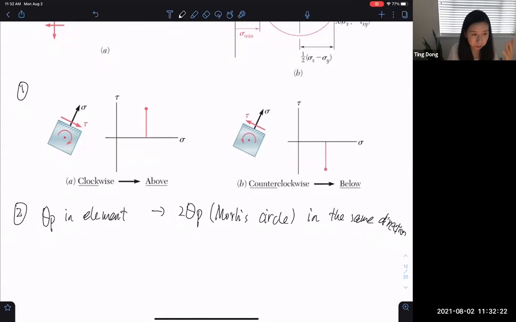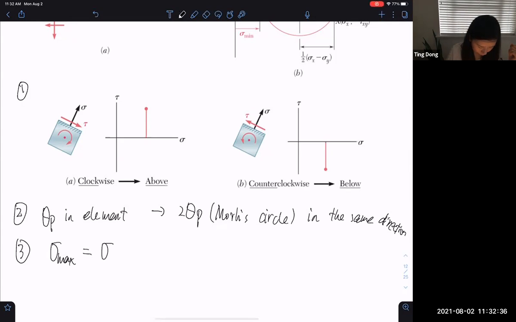And once you have this Mohr circle constructed, then what we normally use it for is to find out whatever is maximum, right? Maximum normal stress, maximum shear stress. So the maximum normal stress is equal to sigma average plus radius. Minimum normal stress is equal to sigma average minus radius. And the maximum shear stress is equal to the radius.